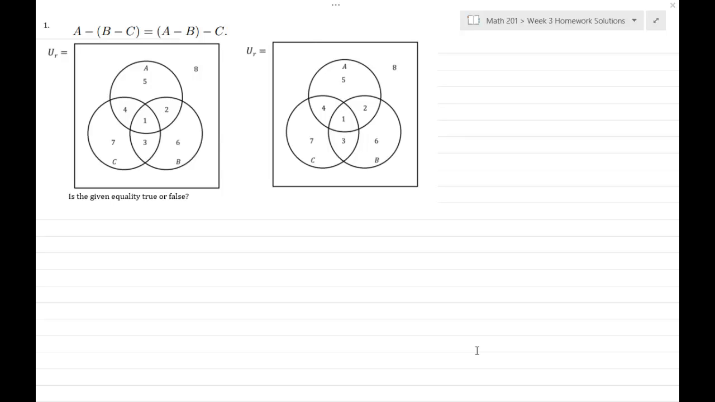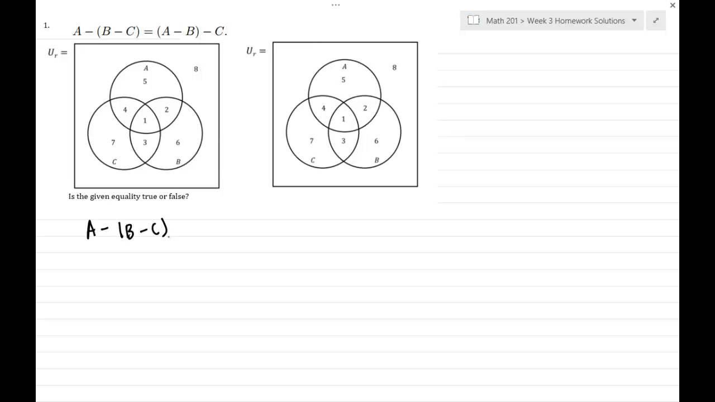In these videos, I'm going to be working through the solutions of week 3 homework. The first part of the week 3 homework had to do with sets, and most of the questions dealt with Venn diagrams. So this first question, we're trying to complete Venn diagrams for both of the sets presented to determine if the sets are equal.